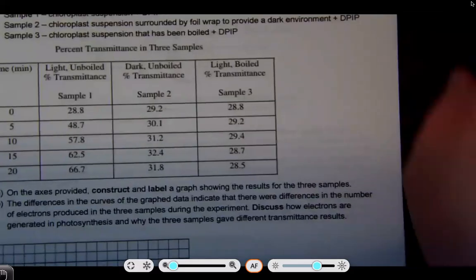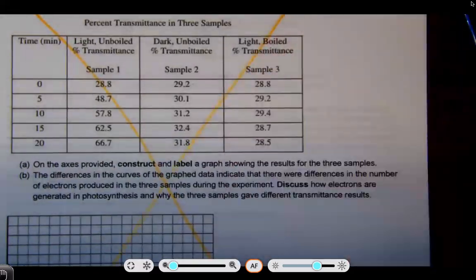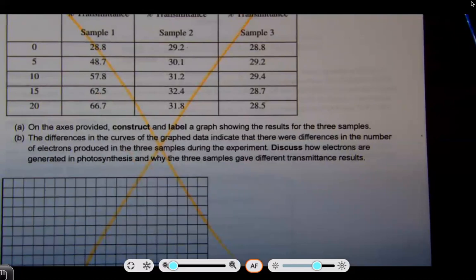We can ignore FRQ 9 because they are not going to ask you to do any sort of graphing on the AP test this year. Thank goodness.